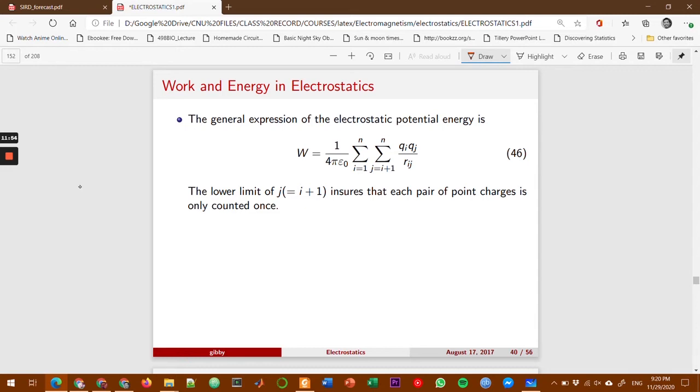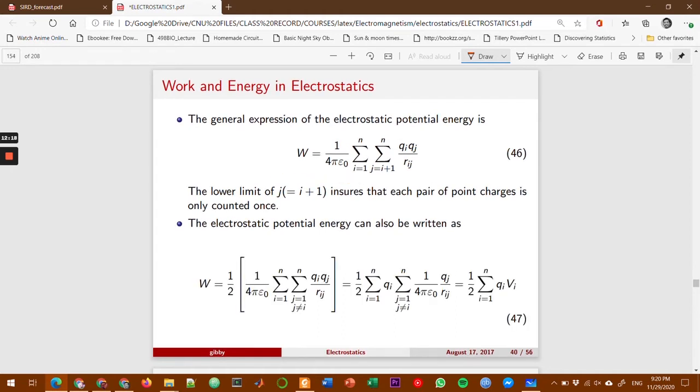As I've said, the lower limit of j equals i plus 1 ensures that each pair of point charges is only counted once. I mentioned that earlier. So the electrostatic potential energy can also be written in another way. We resort to this equation so that we can get a meaningful formula, so that it can be simplified.